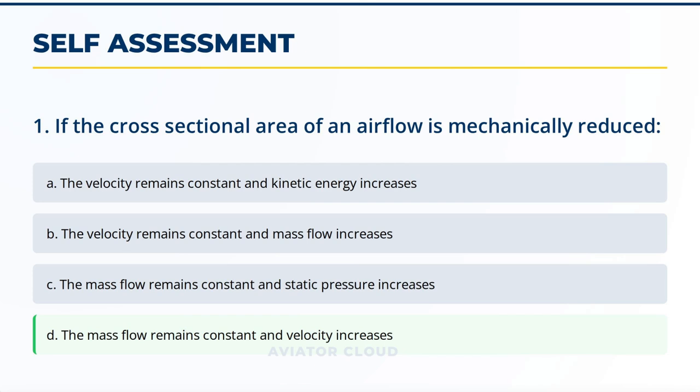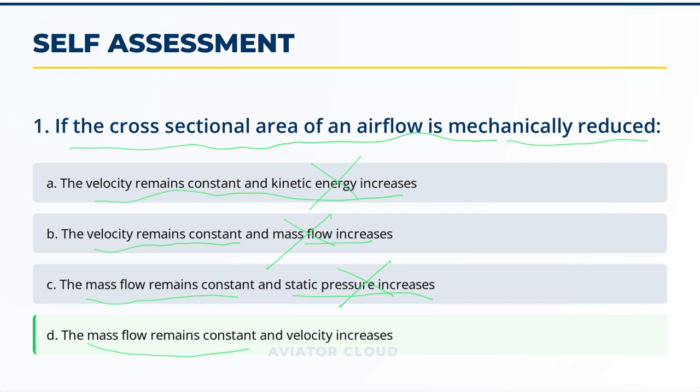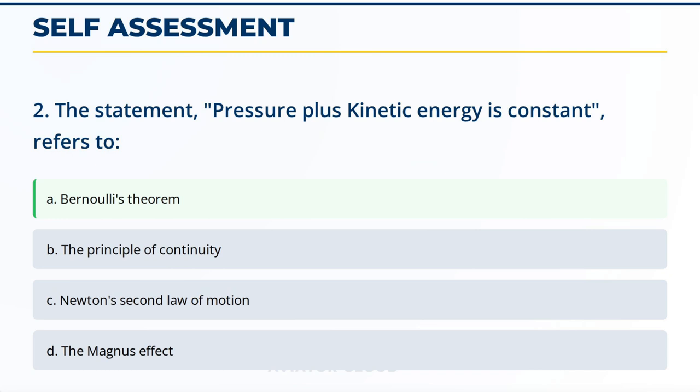Now comes the assessment. If the cross-sectional area of an airflow is mechanically reduced, what is the correct option? The velocity remains constant and kinetic energy increases? No. The velocity remains constant and mass flow increases? No. The mass flow remains constant. Yeah, this much is correct. And static pressure increases? No. The mass flow remains constant, yes, and velocity increases. This is correct here.